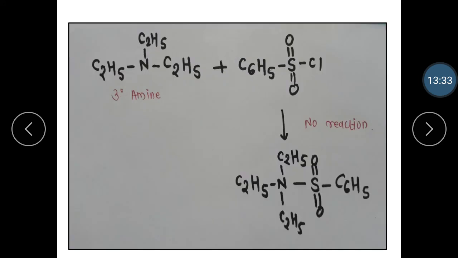Then the next reaction is tertiary amine reacting with benzene sulfonyl chloride, but in tertiary amine there is no replaceable hydrogen, so the tertiary amine does not react with benzene sulfonyl chloride. There is no reaction.